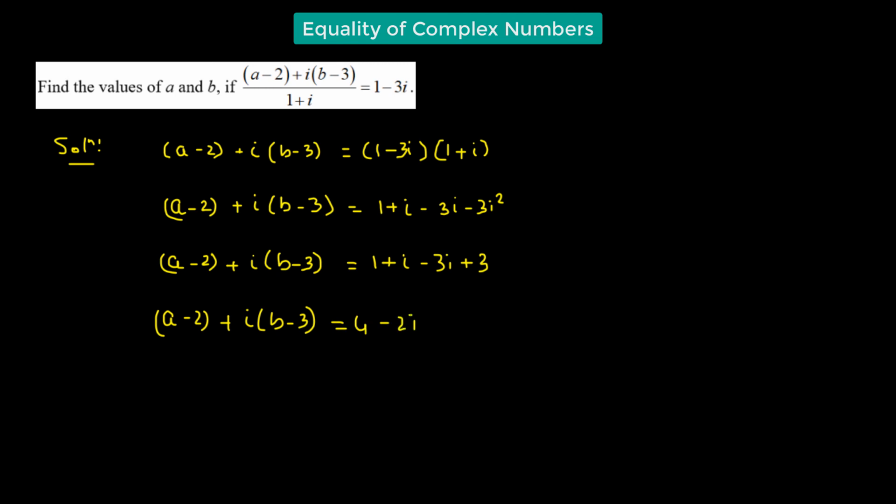Now we compare the real part and the imaginary part, so that gives us a minus 2 equals 4, which gives us a equals 6, and b minus 3 equals negative 2, which gives us b equals 3 minus 2, and we have b equals 1. So these are the two values of a and b.